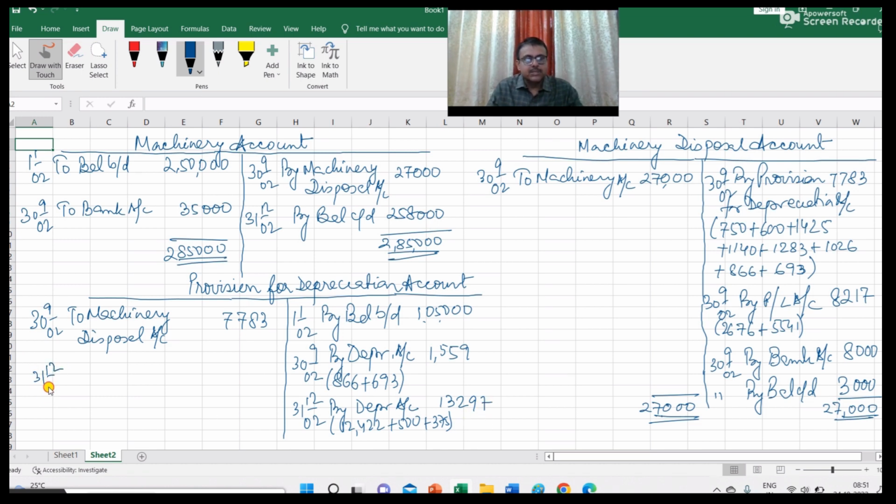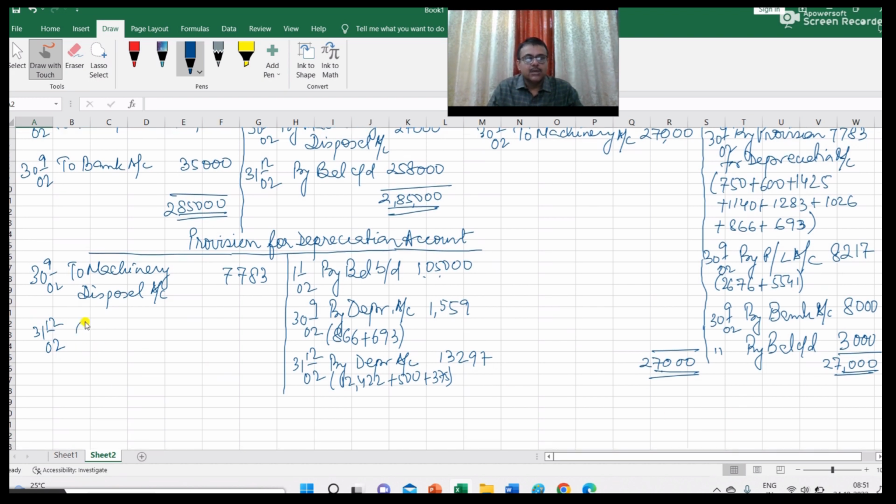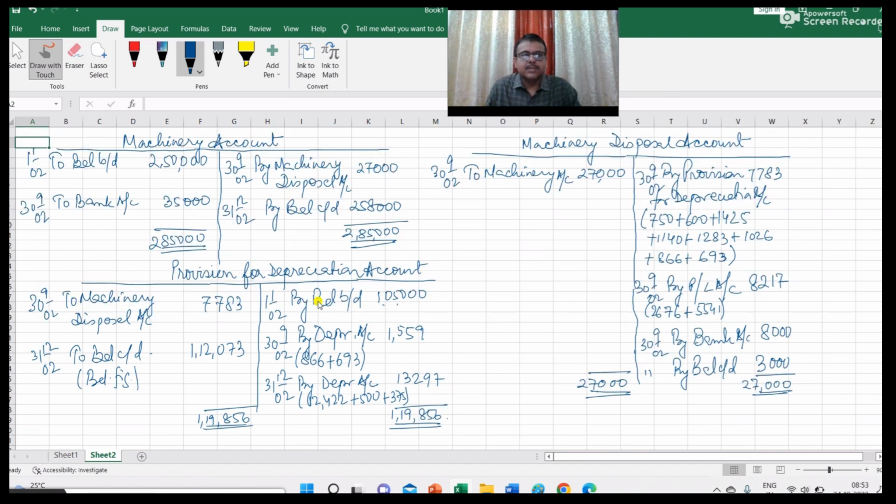So on 31st December 2002, what is the amount of provision for depreciation lying in this ledger? So you will get as balancing figure 1,12,073. 1,19,856 is the sum total of the debit and the credit side. So this is the ledger for provision for depreciation account.